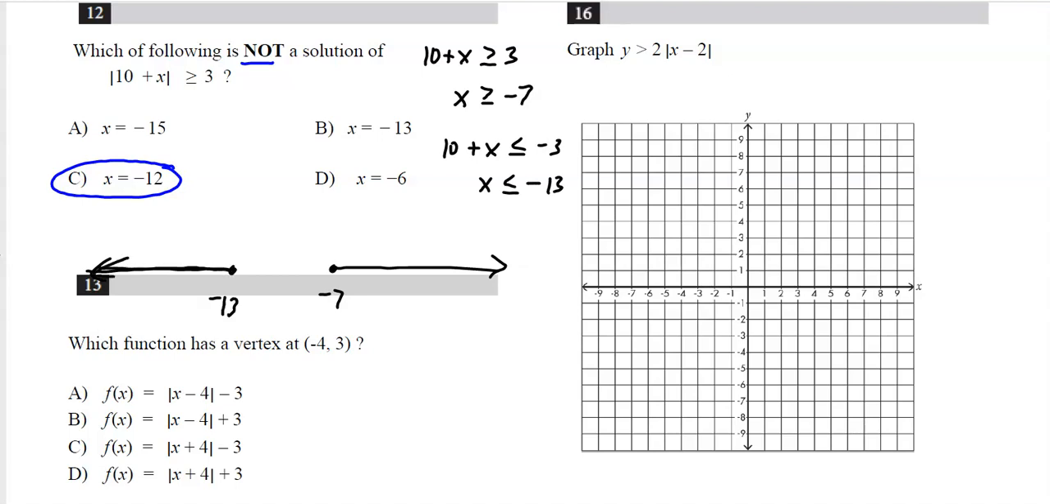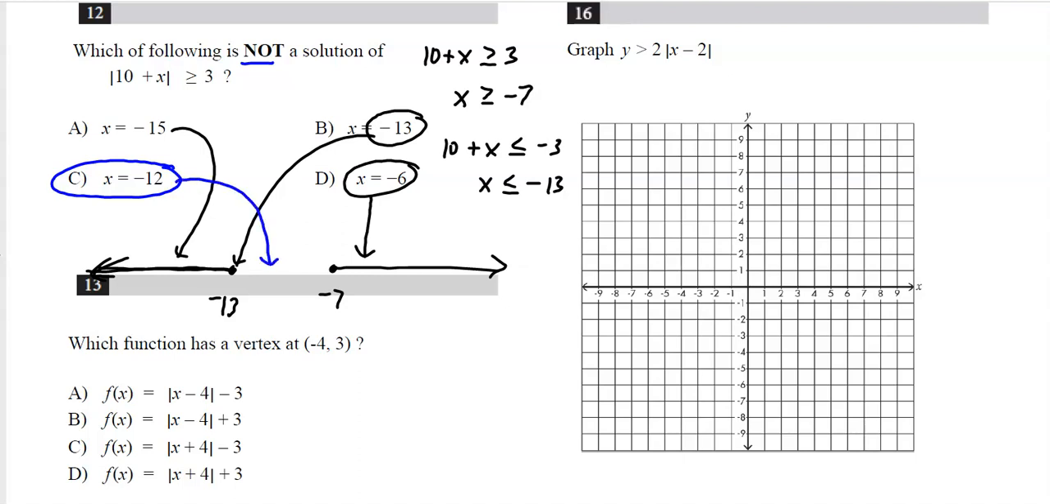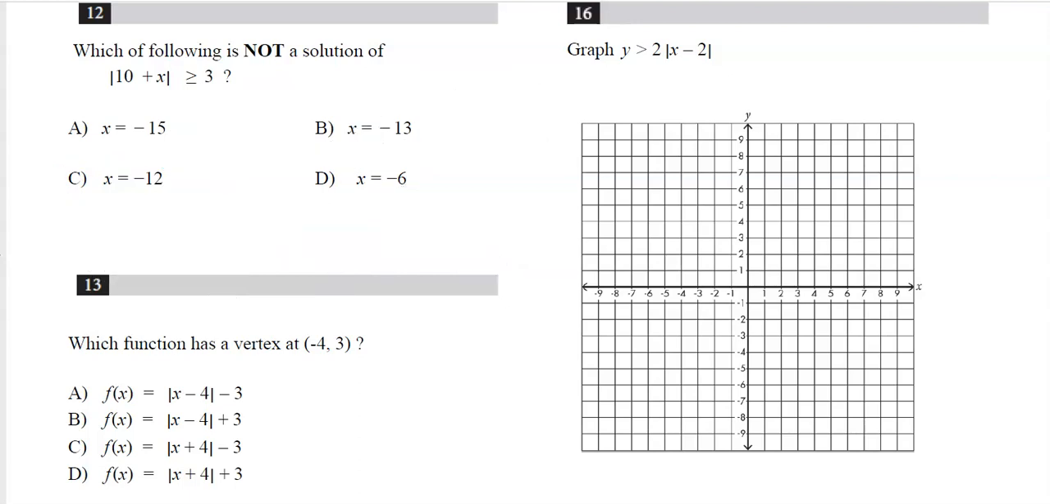And if you look in here, -15 fits in that solution area. -13 actually fits into that solution area just barely. -6 is bigger than -7, so that would live here. And -12 is the one that would be in no man's land, right in there. So a couple different routes for how you could tackle that.